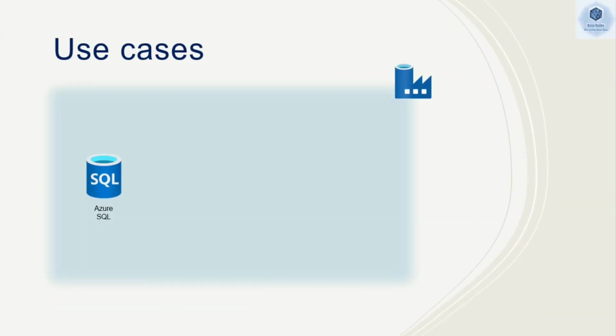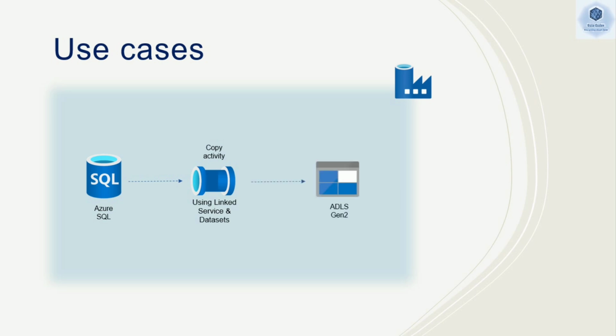Let me walk through the use case that we are going to perform. We have an Azure SQL database available in our subscription. We are going to use the copy activity with a linked service connection, and we are going to move the table as a file into our ADLS Gen2 account. If you don't have an Azure SQL in your Microsoft Azure, you can create your own Azure SQL with the help of the Azure Portal. Let me provide the link in the description. You can check how to create and configure an Azure SQL for your Microsoft Azure.